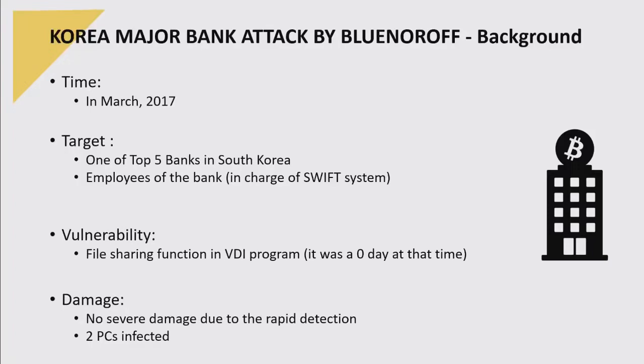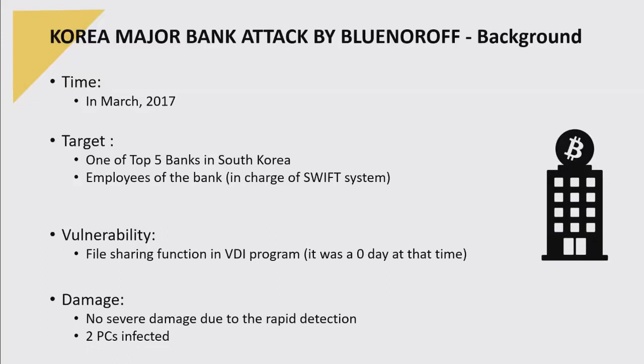Before 2016, we rarely observed Bluenoroff attacks in South Korea. However, from the early part of 2017, we started to frequently detect their attacks. And this incident was discovered in March last year. Their target is one of the top 5 banks in South Korea.